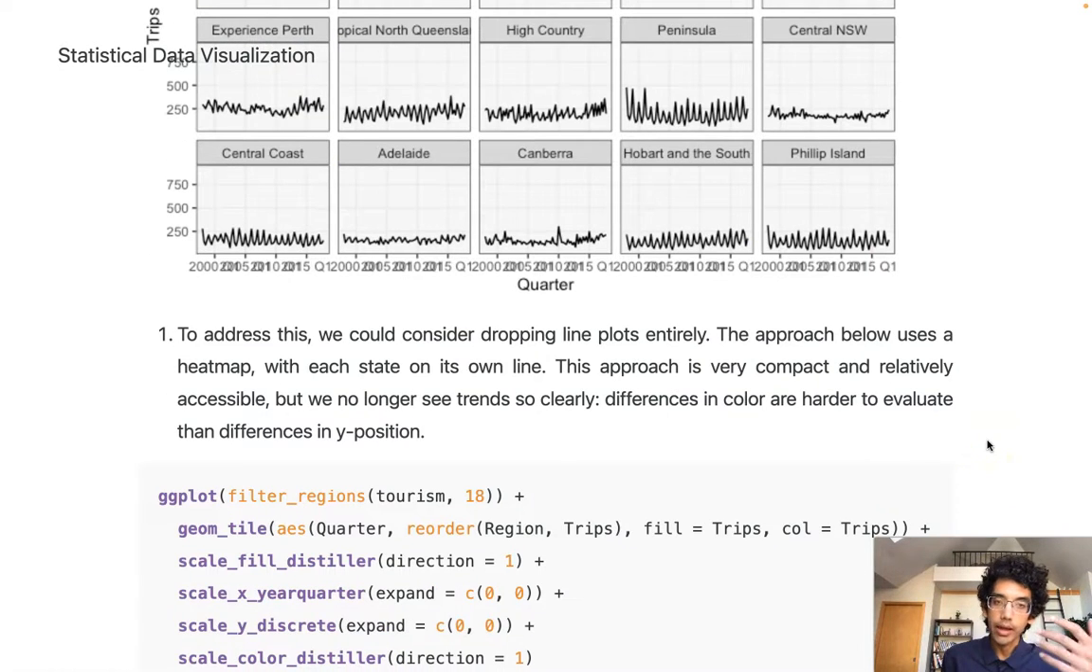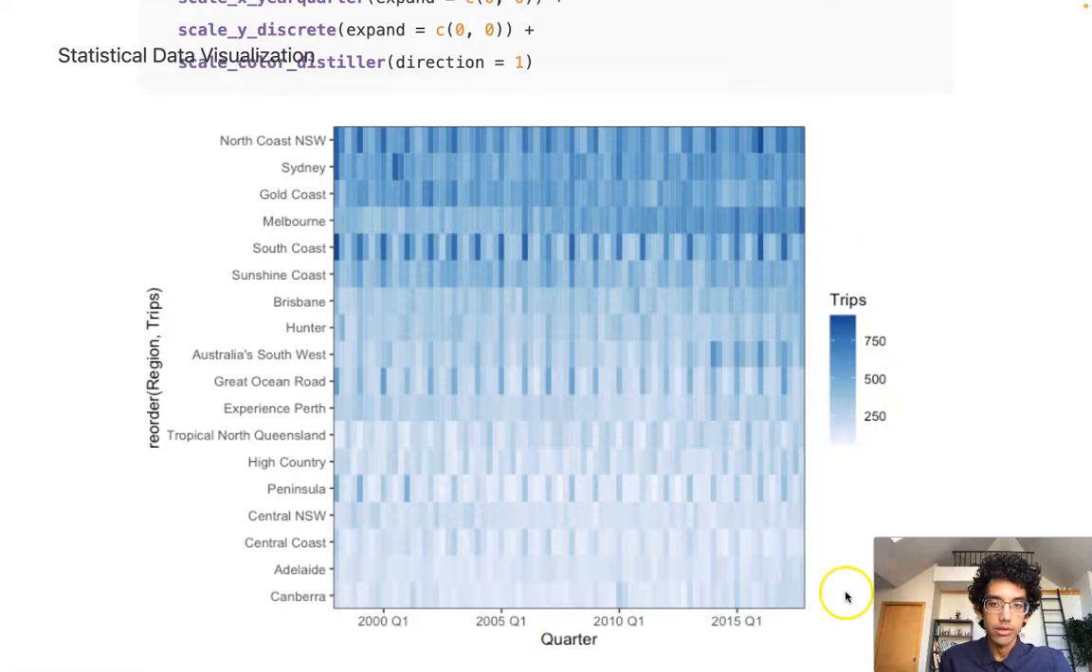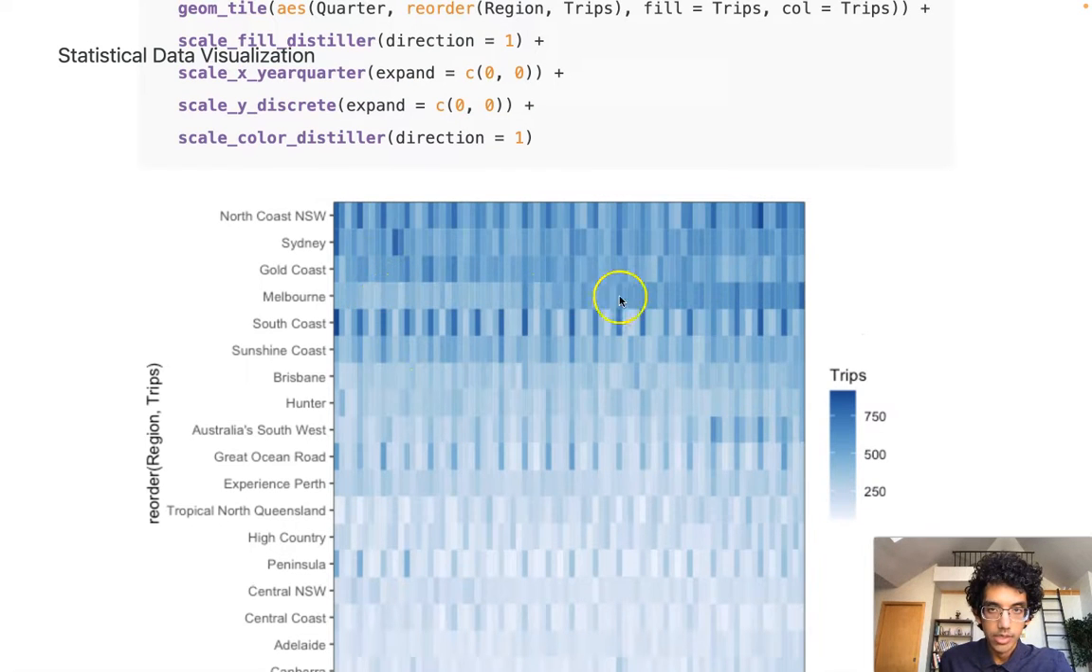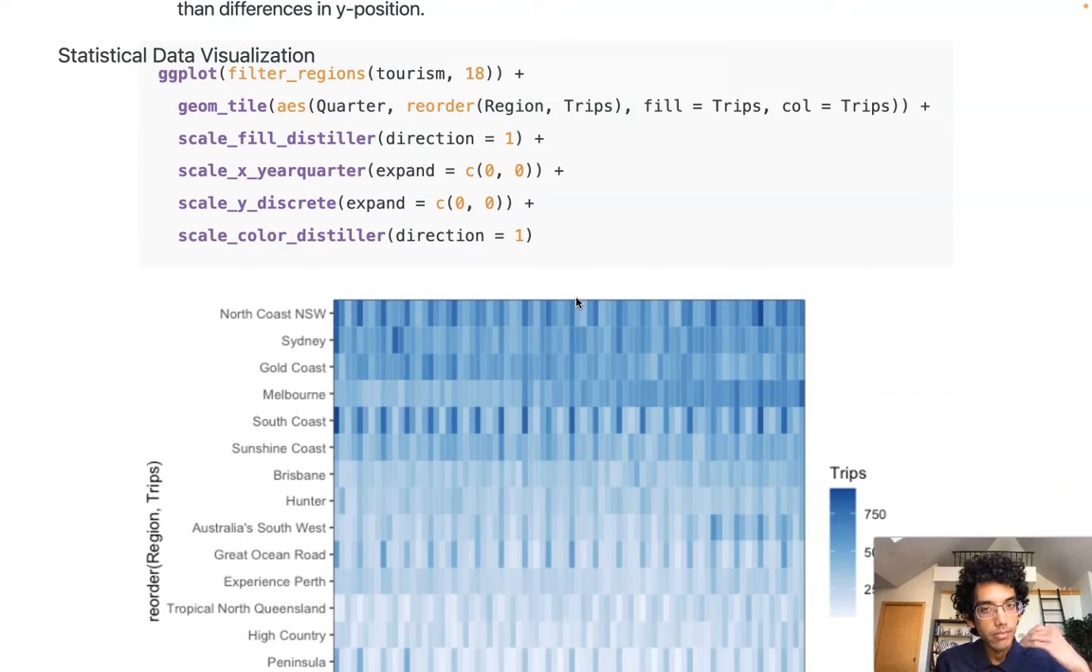A more compact approach is to use a heat map. Right? So this is the same kind of information, but now each row is one region. And I'm using color to encode the total number of tourists. You still sort of see the seasonality by the periodicity in the colors. You can maybe even tell the trend for some of them. Right? But this is also not a great visualization because our eyes have a lot more trouble comparing color relative to comparing slopes and locations on Y position.